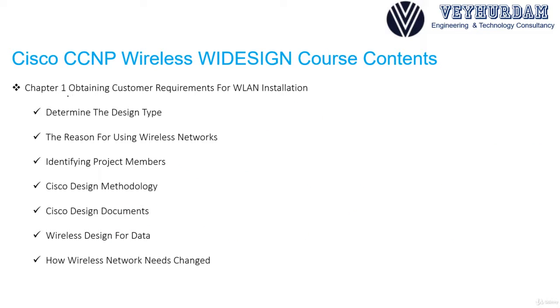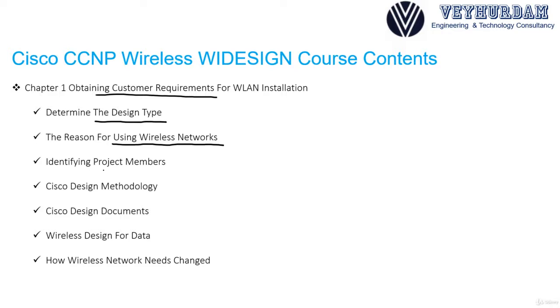In this chapter, we will talk about different customer requirements, how to obtain them, and we will talk about some design needs that occur throughout the wireless and infrastructure times. So first of all, we will understand how to determine the design type. Is it a new design? Is it an upgrade? We will talk about it. We will go over the reason for using wireless networks and evolving workplace.